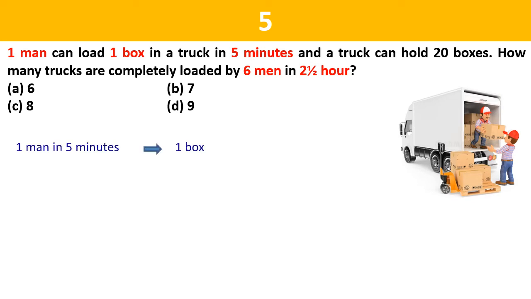Now suppose instead of one man, there are 6 men and 5 minutes are given to them. Then how many boxes will be loaded? Obviously 6 boxes. We have to simply multiply the first equation with 6 to get the second equation.